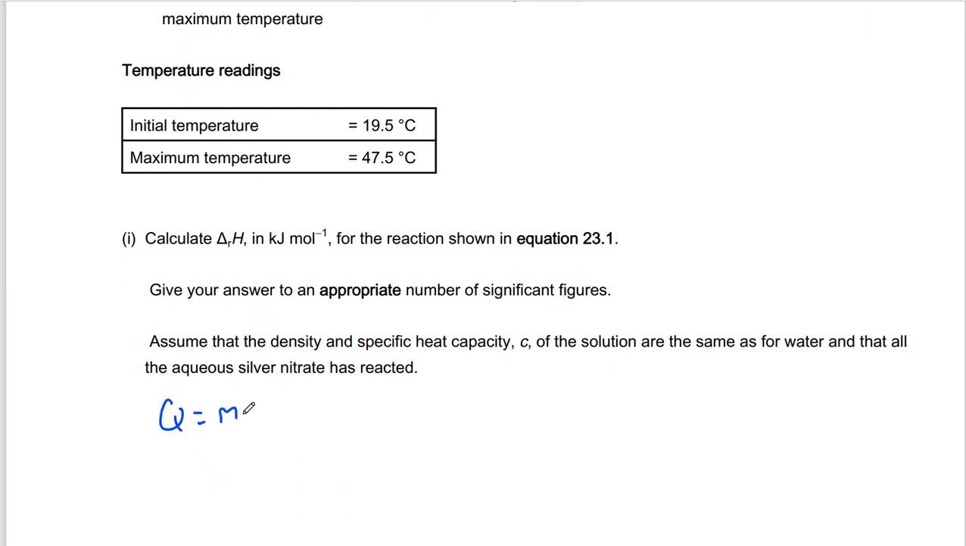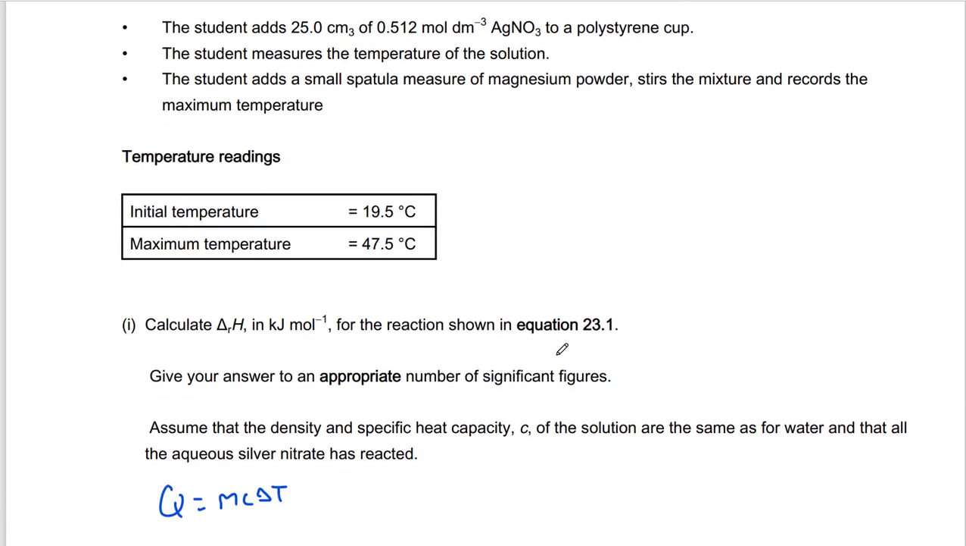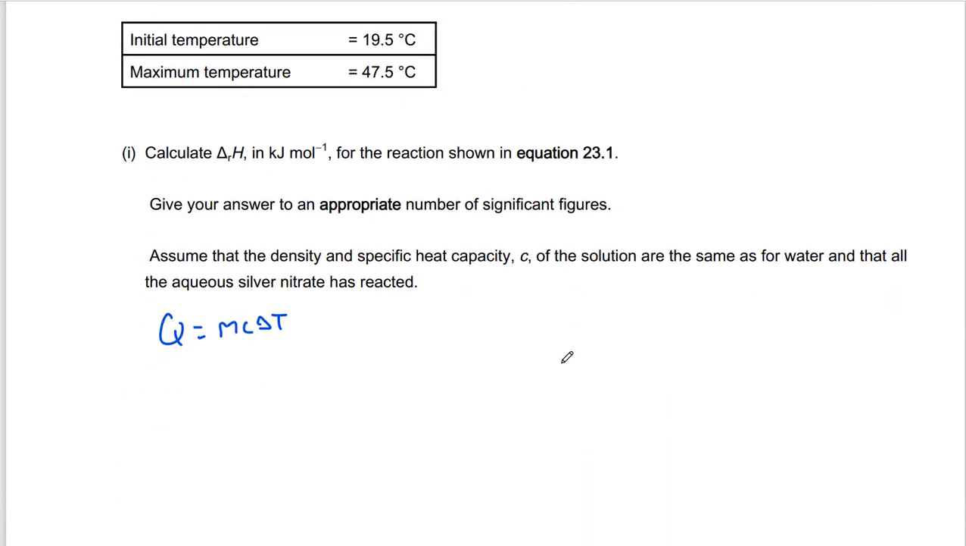Only this time there isn't any water, but I will have put my thermometer in the reaction mixture. So I've put 25 centimeters cubed in a cup. That's where the thermometer is going. I've added a small spatula of magnesium. Now, it hasn't told me how much magnesium there is. So therefore, I can assume it doesn't matter.